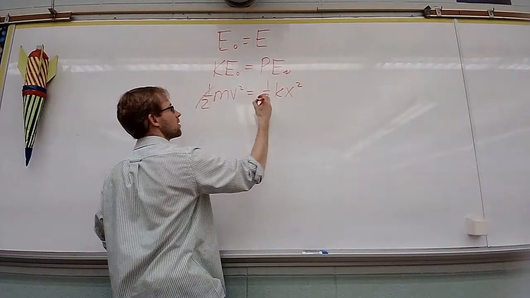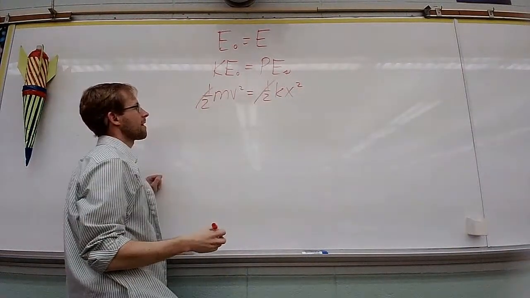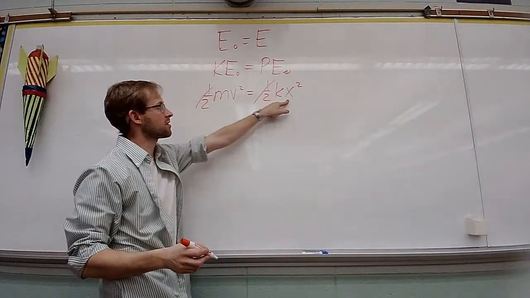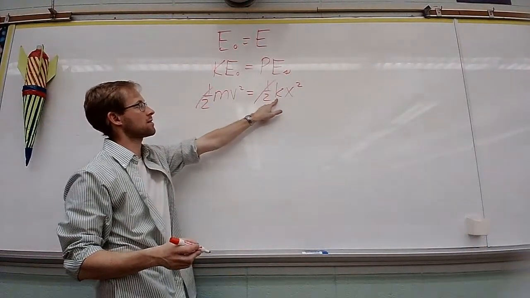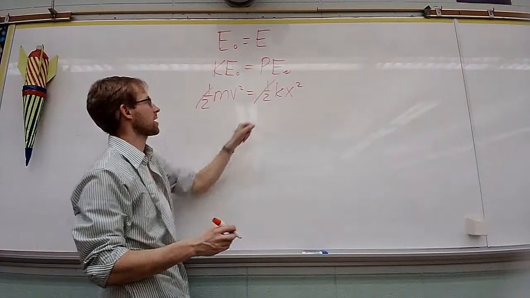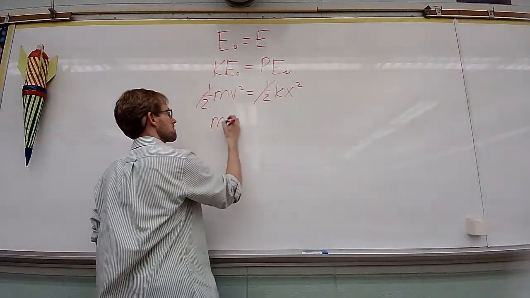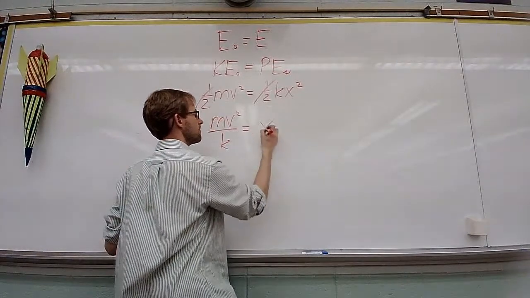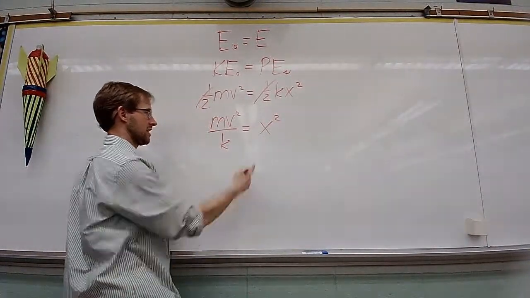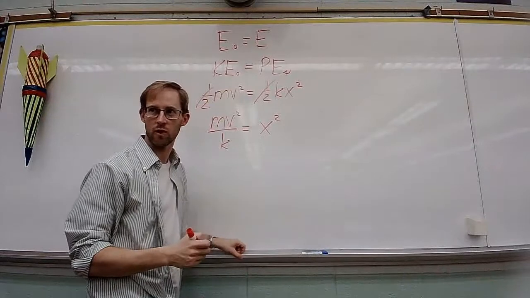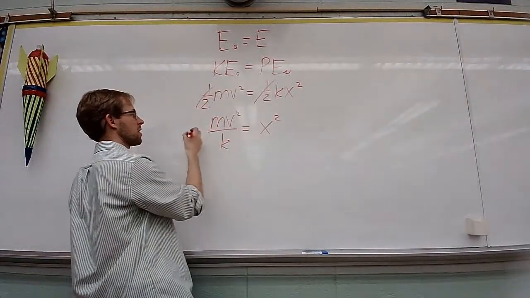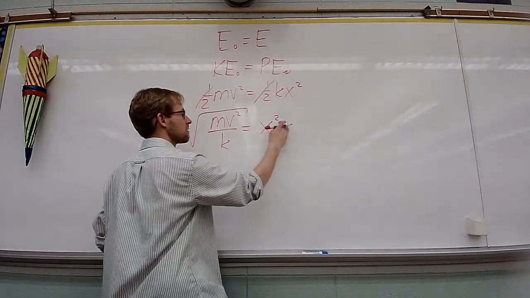The one halves go away. If I want to solve for the distance x, I'm going to isolate it, and I start that process by dividing both sides by k. And of course, we've got that square there. Those squares seem to be everywhere with energy. So in order to get rid of that square, we've got to take the square root.